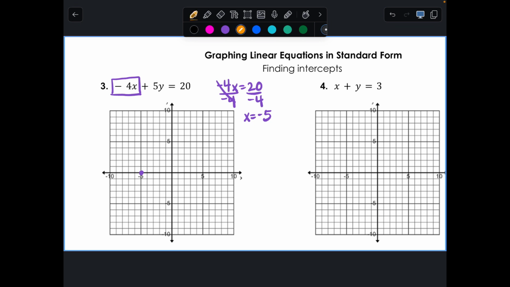Okay, then we would make x equal to 0, which would eliminate this part. So 5y equals 20. Divide by 5, y equals positive 4. And plot your y-intercept. And now you can draw your line. You really only need 2 points to draw a line.